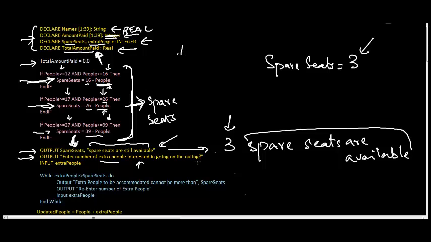That's the output statement we've made. This is our prompt. It is asking the user to enter the number of extra people that may be interested in going on the trip, and then we take the input from the user. The user provides some value which is stored in the variable extra people. So the user tells us how many more people have approached us asking to go on the trip, and that number has been entered by the user.